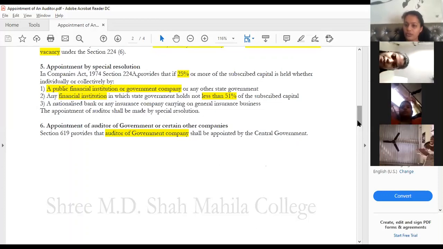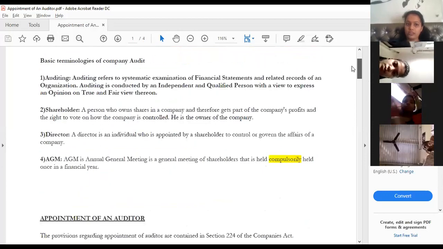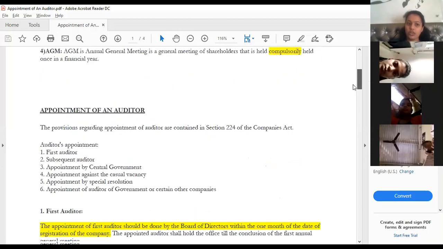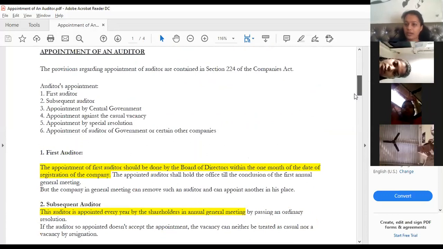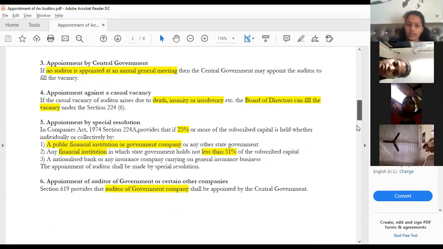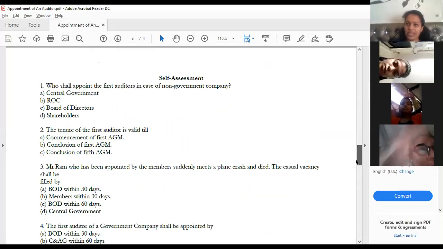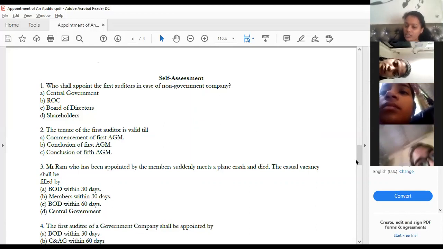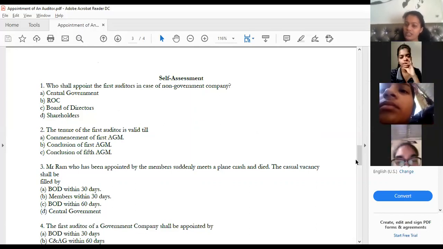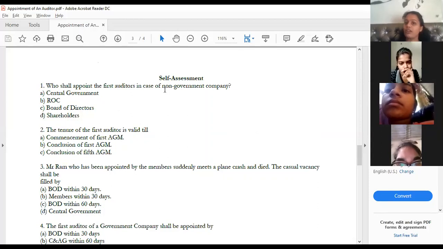Have you followed? We've understood appointment of an auditor. We first understood various terminologies and then we understood how the auditor can be appointed. Going ahead, we have a quick self-assessment test that I'm going to take. It comprises 10 questions. So let's see what you have followed. What you will be doing is you will read these questions and you will answer in the chat box that you have. Okay, so the first question is, who shall appoint the first auditor in case of a non-government company?